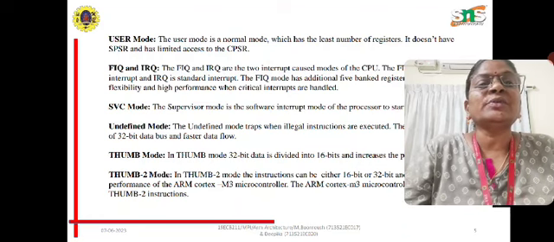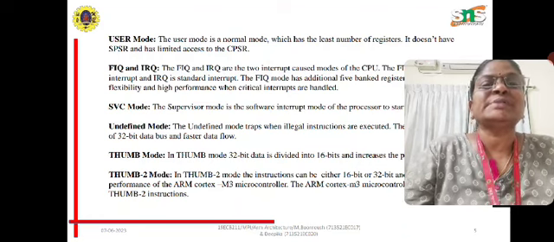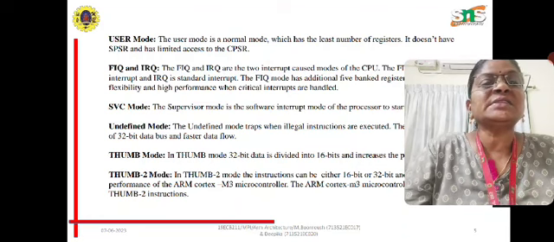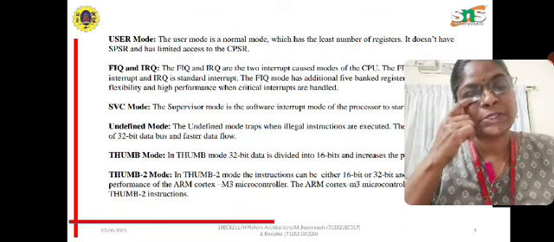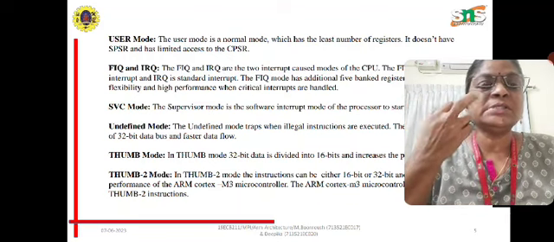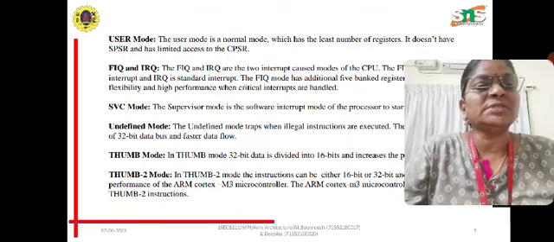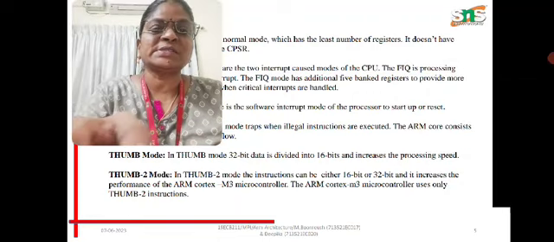Then FIQ and IRQ are the two interrupt modes of the CPU. SVC is nothing but supervisor mode, that is the software interrupt mode of the processor, and undefined mode traps when illegal instructions are executed. This is a 32-bit mode. And thumb mode is just 32-bit data divided into 16-bit, which increases the processing speed.